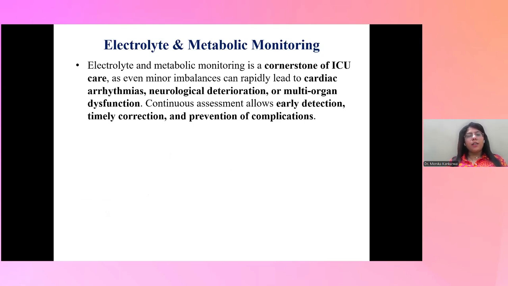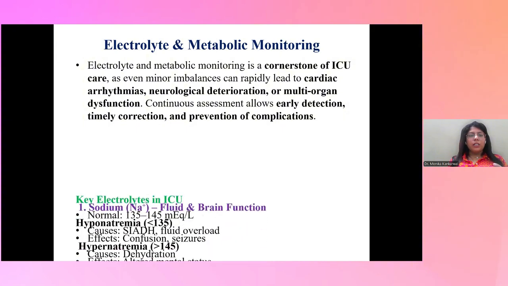Now, the next lab investigation is electrolyte and metabolic monitoring, which is a cornerstone in ICU care. Even minor imbalances can rapidly lead to cardiac arrhythmia, neurological deterioration, and multiple organ failure. So continuous assessment will not only allow early detection, it will also help in timely correction and prevention of complications to the patient.